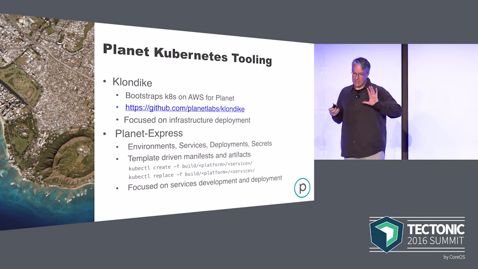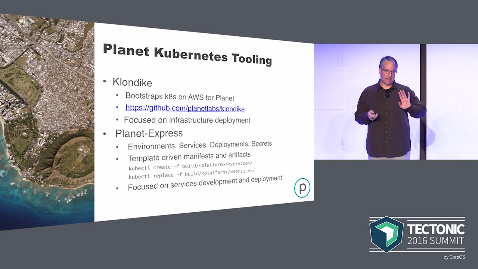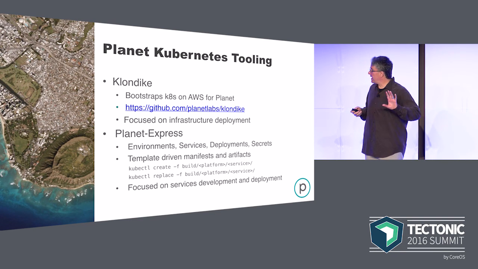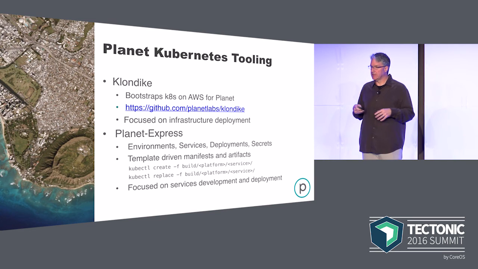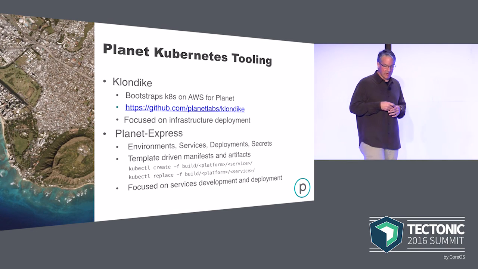One is a set of tooling really oriented towards our infrastructure team. And so we have the system called Klondike, which is what we use to deploy Kubernetes environments for Planet use, and we're using this both in GovCloud as well as regular AWS.